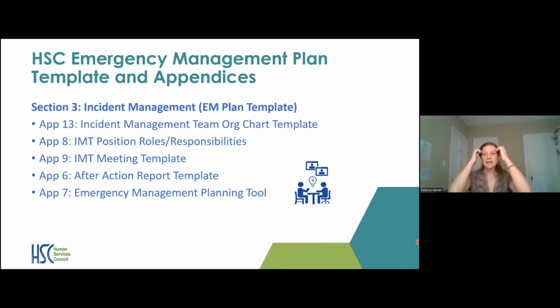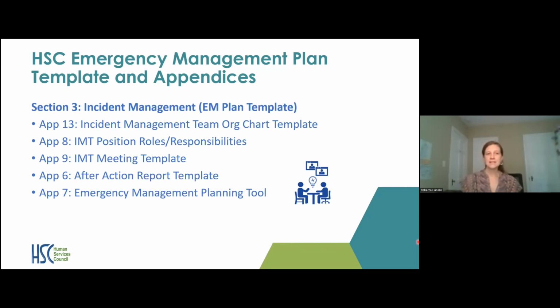So this brings us to the end of the presentation today. What I want to do is re-emphasize that all the materials that we've gone over today are available to you on the HSC website. Section 3 of the emergency management plan template is where you'll find all the information about incident management: about the incident management team, activating it, notifications, and what the roles and responsibilities are. All of that is in Section 3.